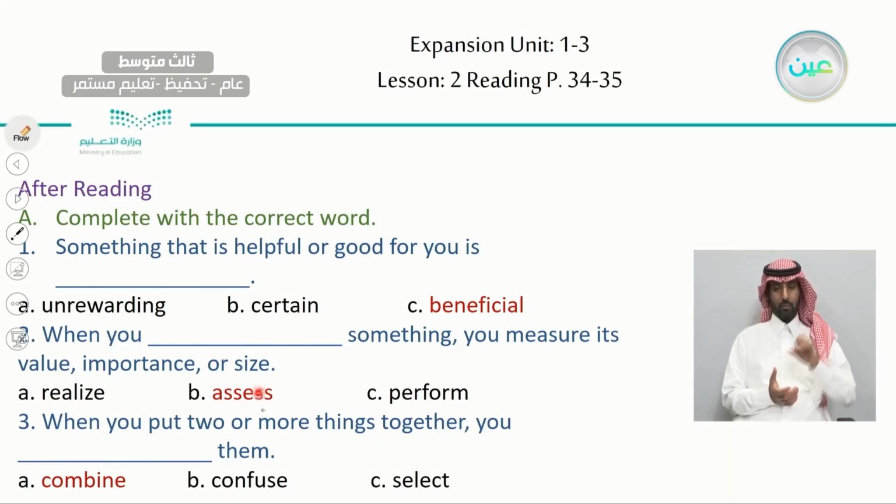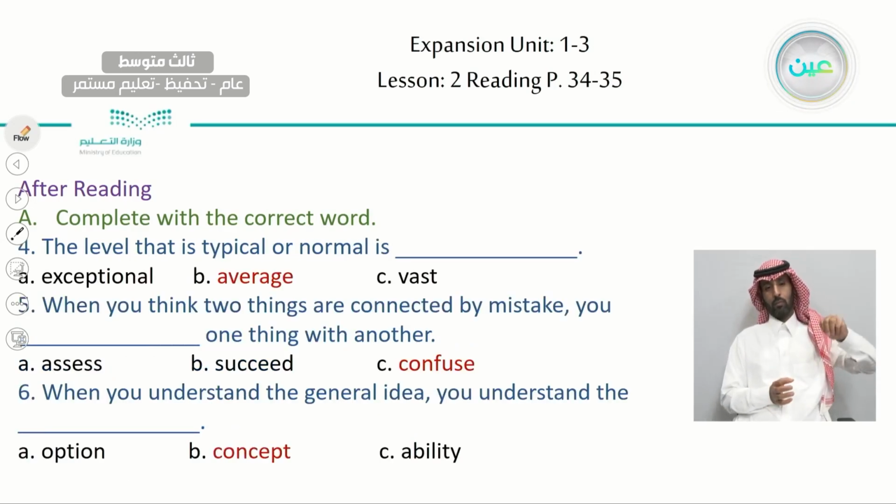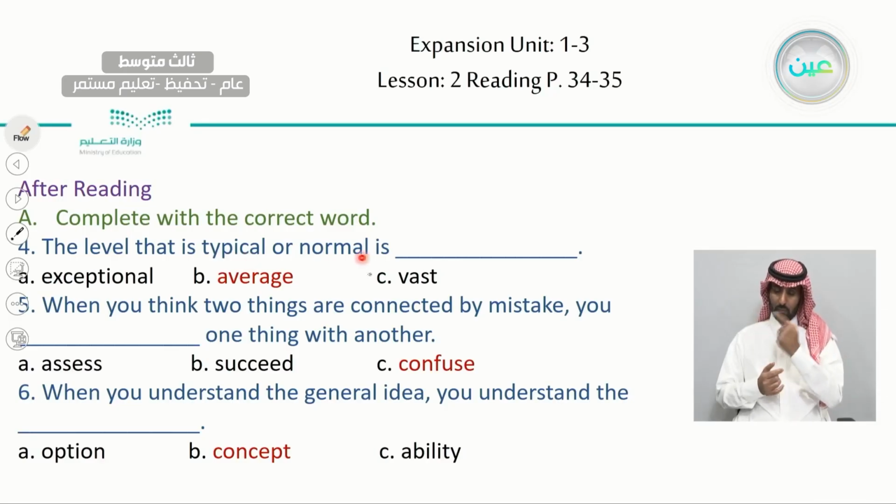Number 2, assess. Okay, number 3, when you put 2 or more things together, you combine them. You combine them, you join them together, okay? Number 4, the level that is typical or normal is average. Average is the level of normality, when something is normal.